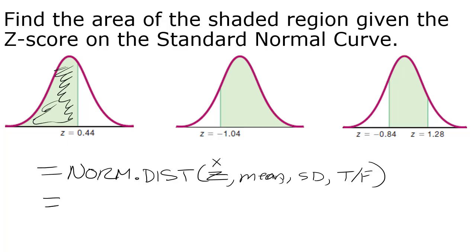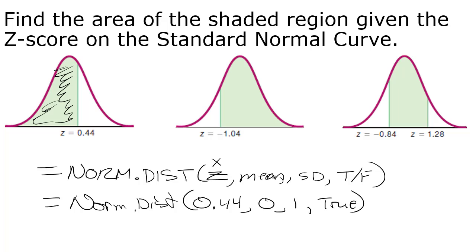So if we just do equals, right, NORM.DIST of 0.44, comma, remember the mean is 0, the standard deviation is 1, comma, true, because true just says give us the cumulative area below it, and then false says give us the area just at that value, which is a different thing completely. We're doing the cumulative distribution function, not the probability distribution function. But anyway, if we run that in Excel, it will give us the area below 0.44, which is exactly what we need.